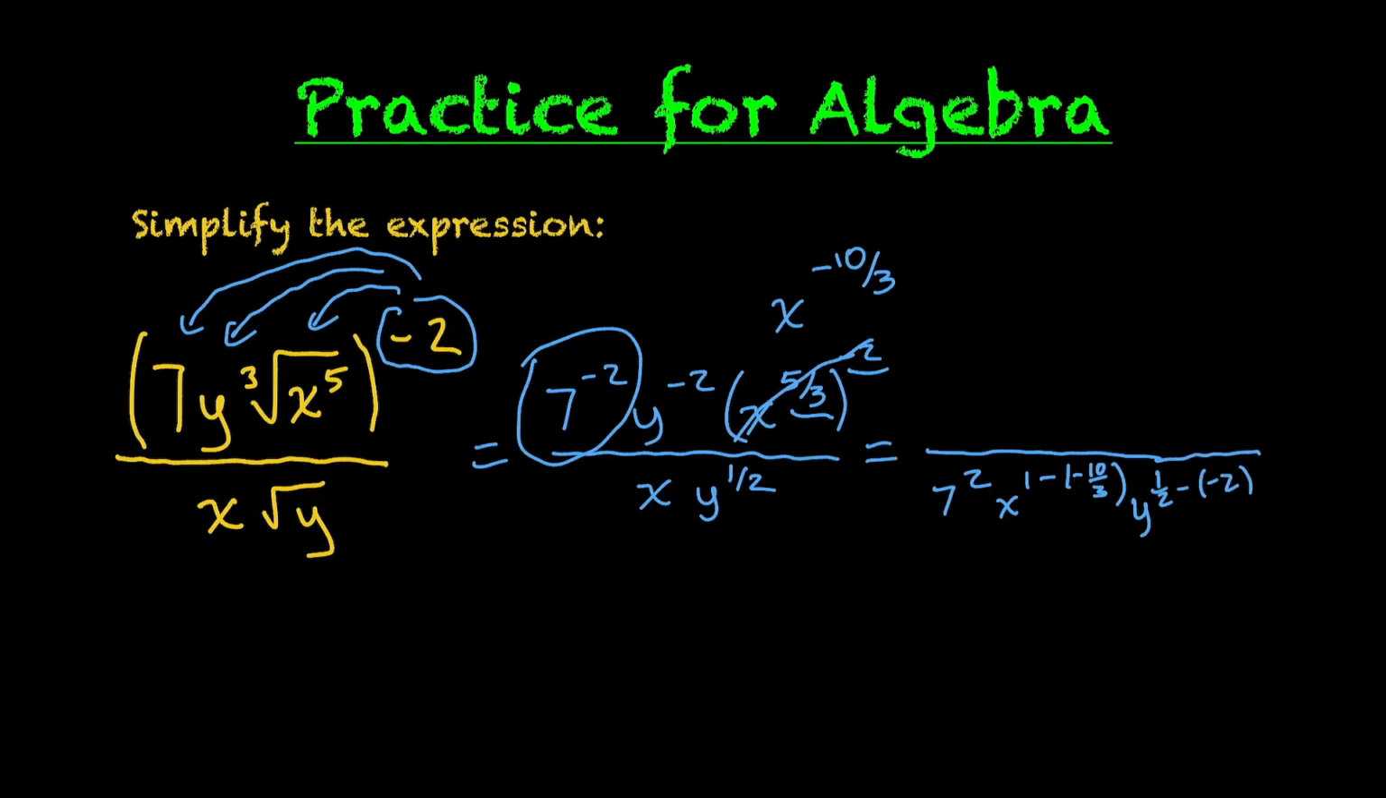Okay, now when we do all of this, it's not going to leave nothing on the top. You don't want to put a 0 up there. We're just going to leave 1 up top. Okay, and finally, all we need to do is simplify all these different parts. So 7 squared is 49. X to the 1 minus a -10/3 is going to be x to the 1 plus 10/3, or 13/3. And then y to the 1/2 minus a -2 is 1/2 plus 2. And when we do that addition, we'll get y to the 5/2.